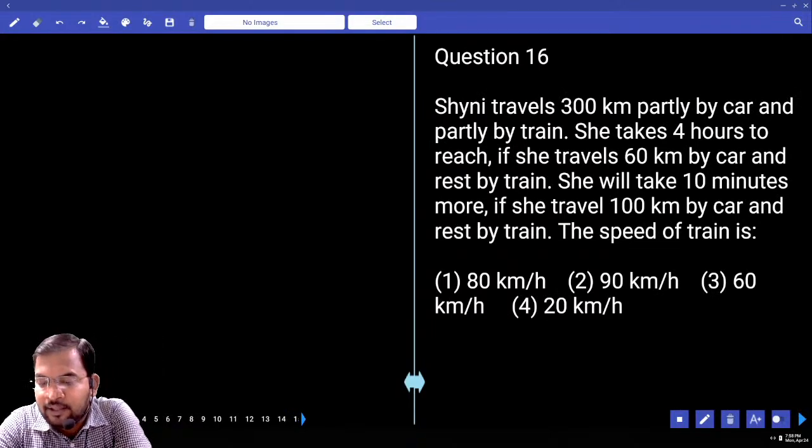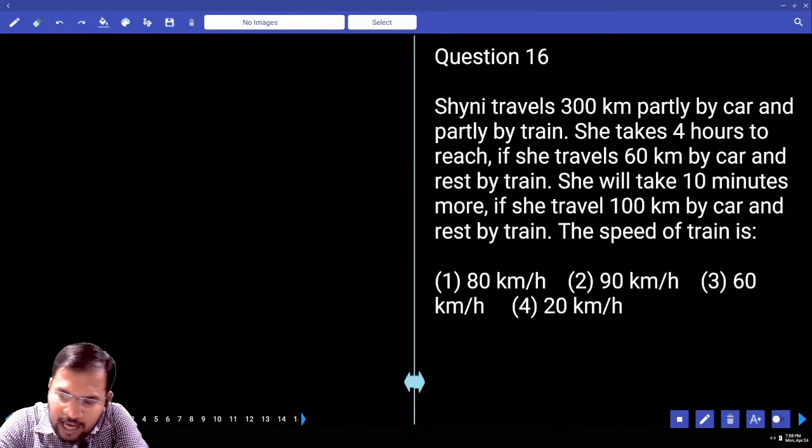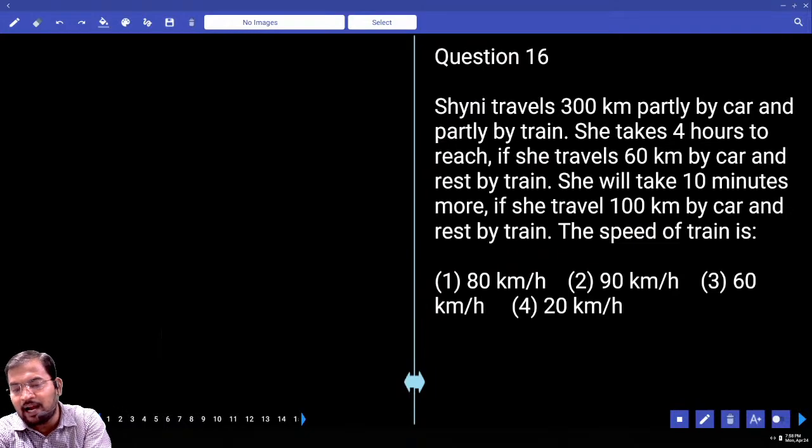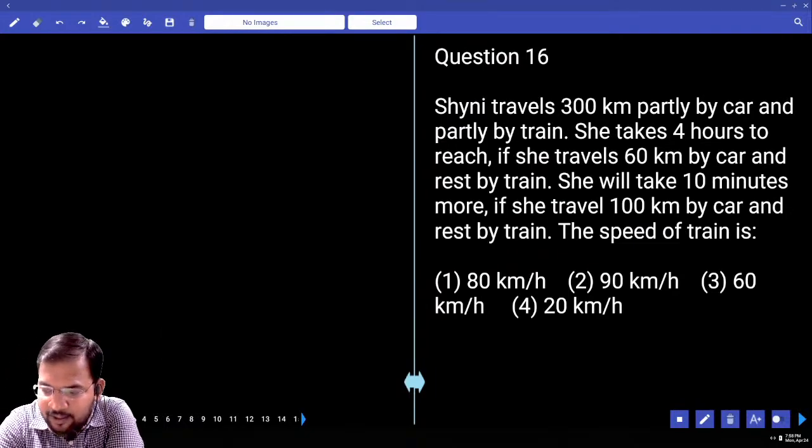16. Okay. Next. Shani travels 300 kilometers partly by car and partly by train. She takes 4 hours to reach. If she travels 60 kilometers by car and the rest by train, she will take 10 minutes more. If she travels 100 kilometers by car and the rest by train, what is the speed of the train?